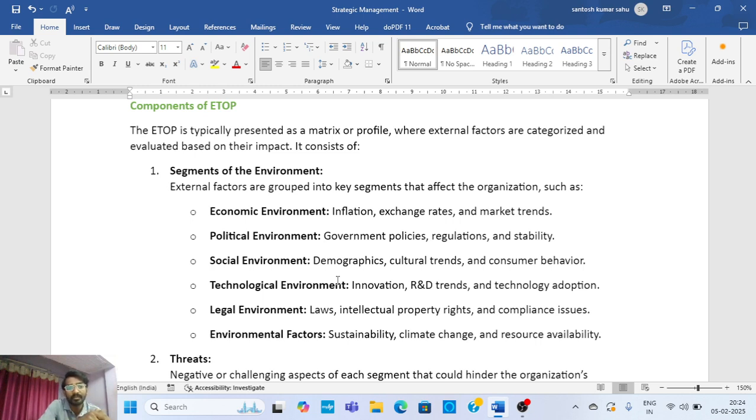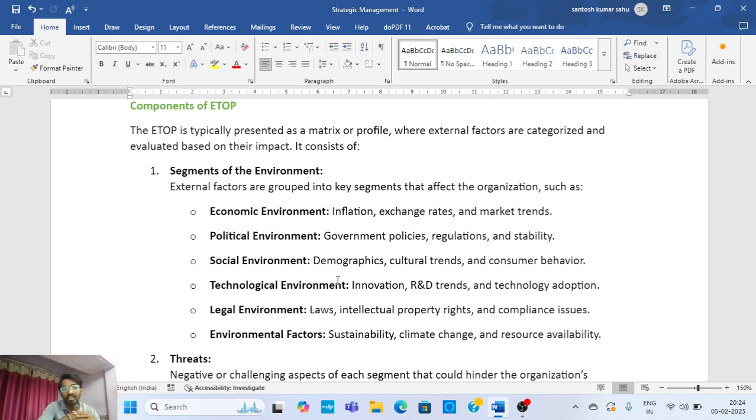That's one type of change that impacts the organizations. Okay, and it comes under the political environment. Then third comes the social environment. It is all about how demographics, cultural trends, and consumer behavior are towards your service and product, and how externally it's affecting the environment. Okay, this part comes under the social environment.